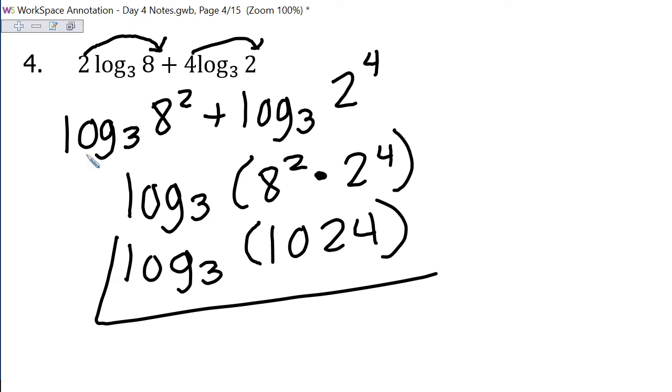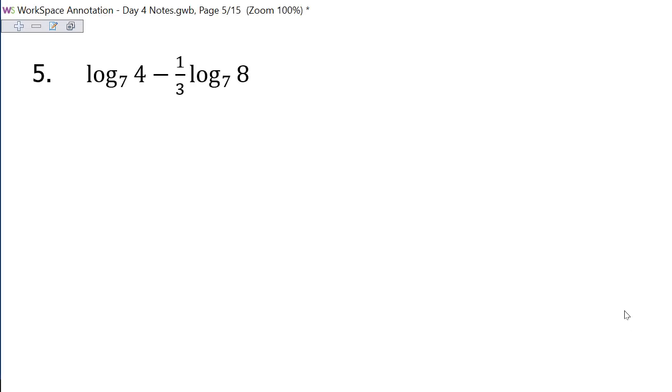Okay, 11 more to go. Number 5 gets us a third of the way. Here's number 5. Log base 7 of 4 minus 1/3 log base 7 of 8. I want you to try number 5. Give that one to a single logarithm.